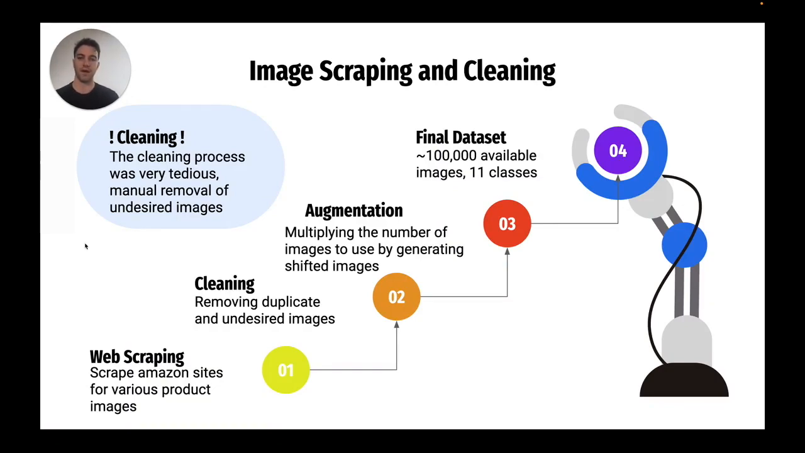Having gone through now and removed any undesired images from our data set, as well as gotten rid of some of the duplicates that may have existed, we decided to do some image augmentation to try and increase the number of images in our data set that we were able to use to train our models. And we did this by shifting the original image around 9 different orientations around the screen. So ultimately, after augmentation, we ended up with around 100,000 different images across our 11 classes.